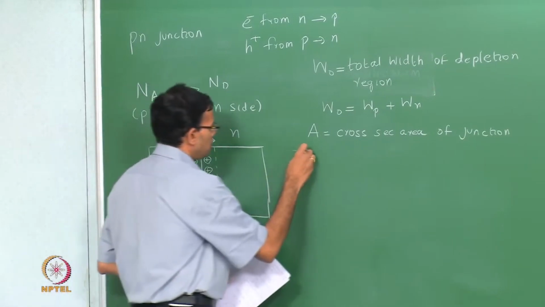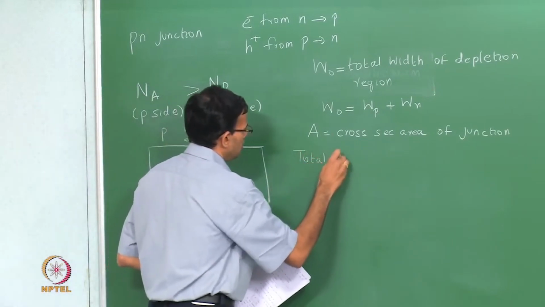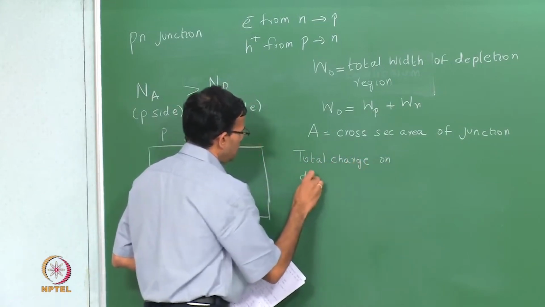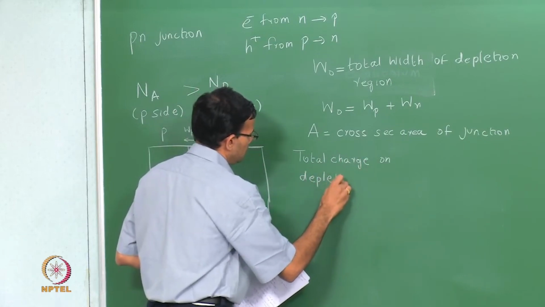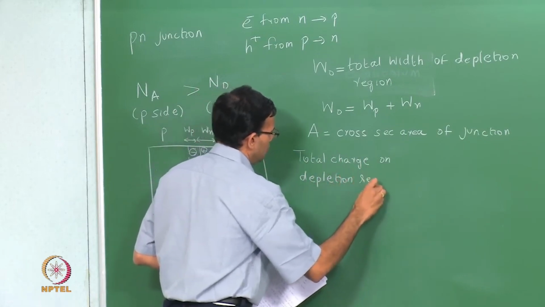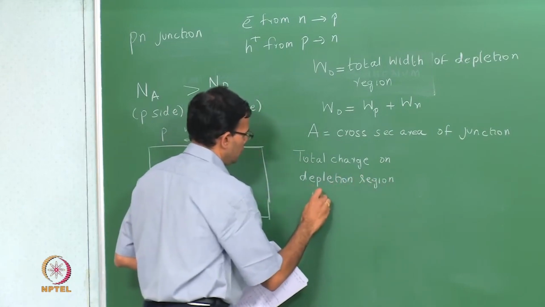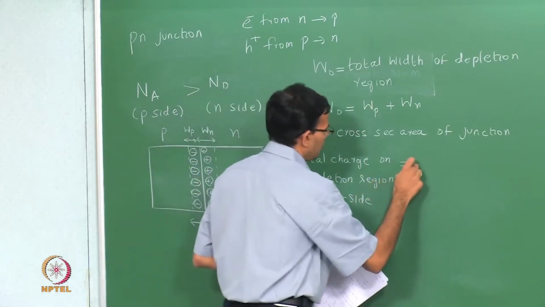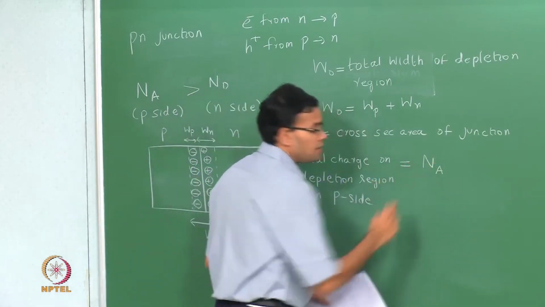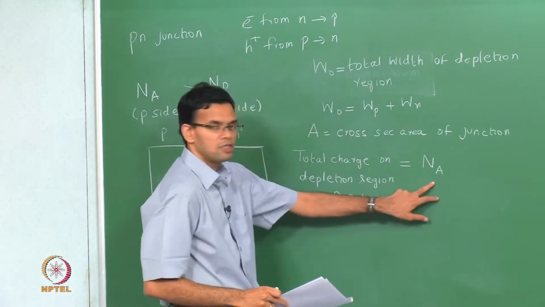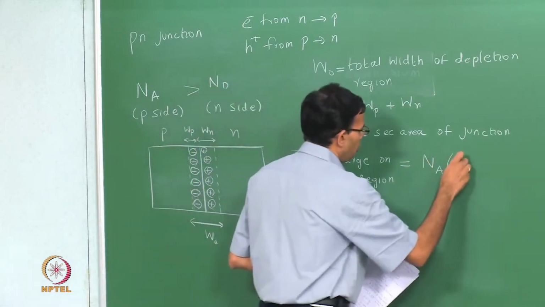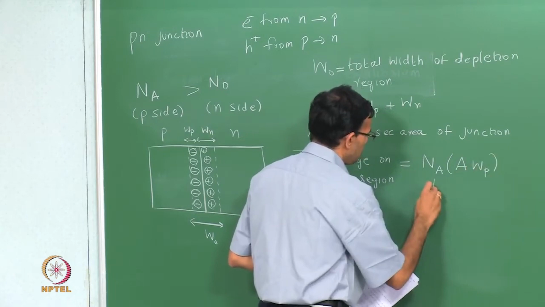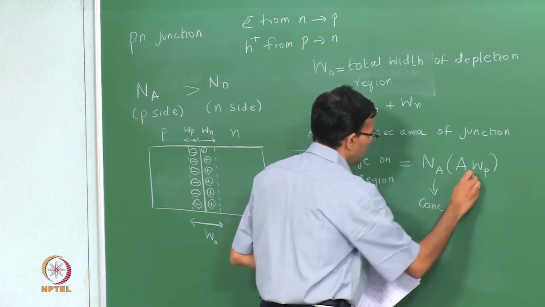So, the total charge on the depletion region in the p side is nothing but the concentration of acceptor ions, Na, times the volume. The volume is A times Wp. So, this is the concentration, this is the volume.